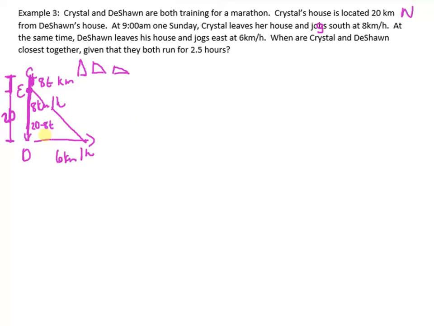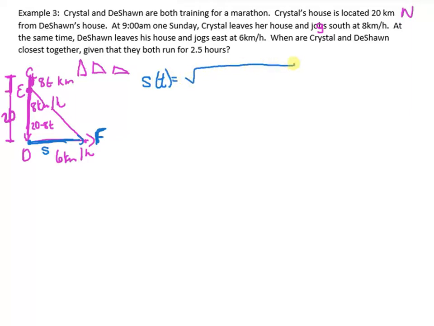Okay, and then if Deshawn starts here at point D, he's going to reach this point. So we have C, D, E, let's call this F. He's going to reach point F, and now they're going to have a distance of DF apart. This is going to be our distance S. So we're going to talk about some distance S at T.